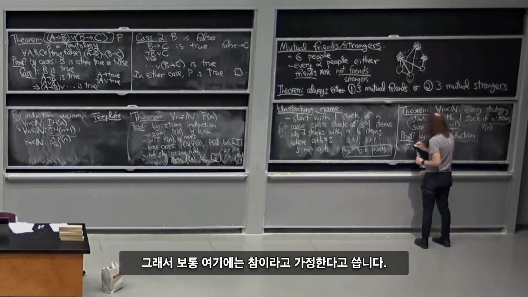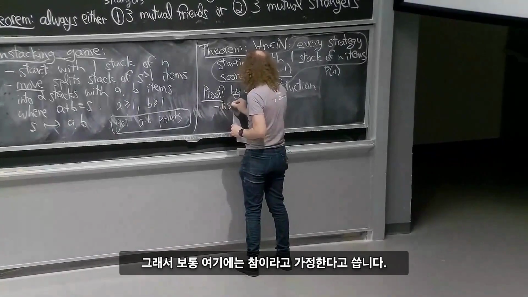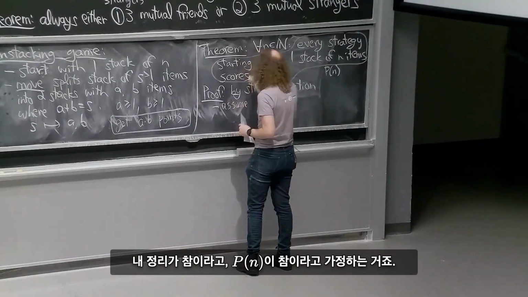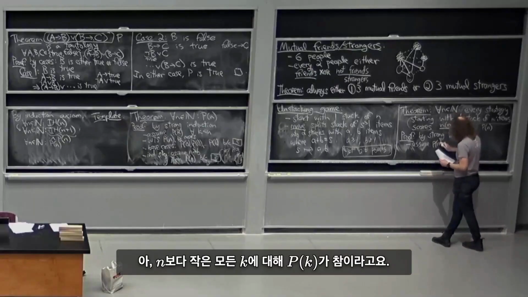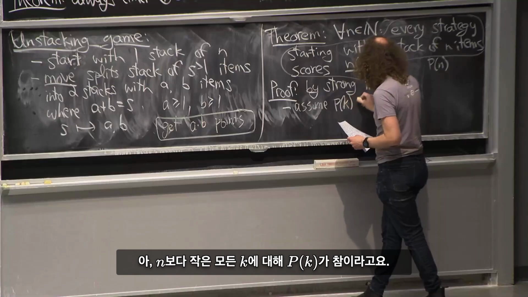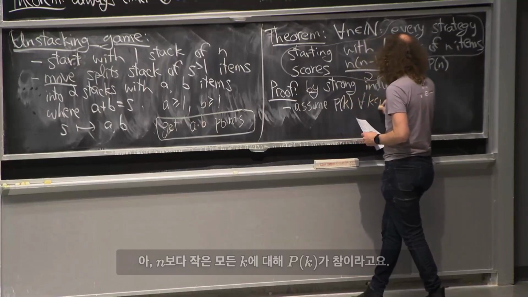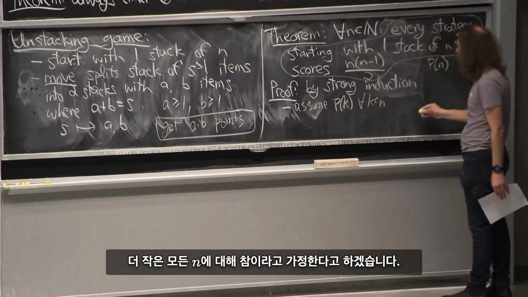So what I would normally write here is assume that my theorem is true, assume P of k is true for all k less than n. I would say assume true for all smaller n.